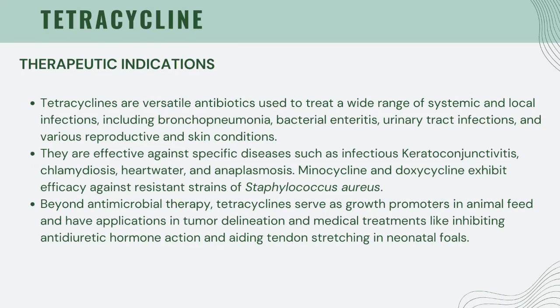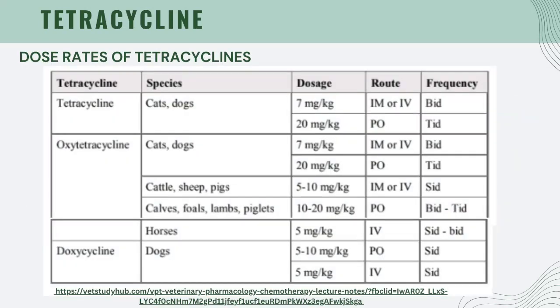Tetracyclines are versatile antibiotics used to treat a wide range of systemic and local infections. They are also effective against specific diseases. Beyond antimicrobial therapy, tetracyclines also have other effects such as growth promotion, tumor reduction, and medical uses like inhibiting antidiuretic hormone action and aiding tendon stretching in neonatal foals. Here's a table that contains the specific dose rates of specific tetracyclines.